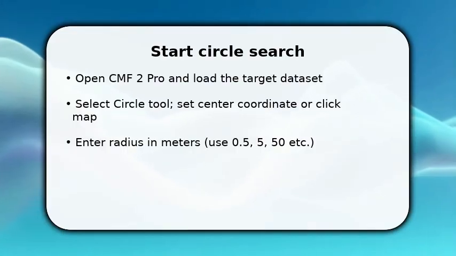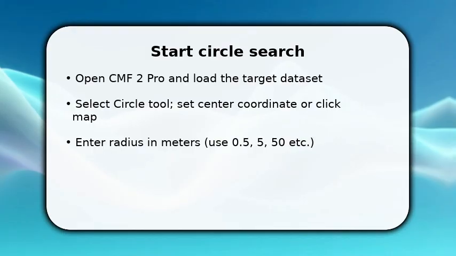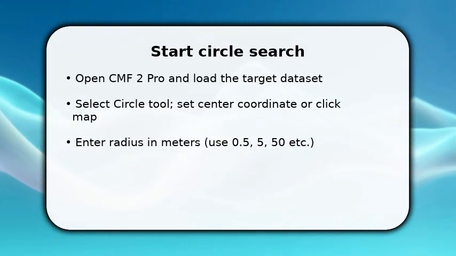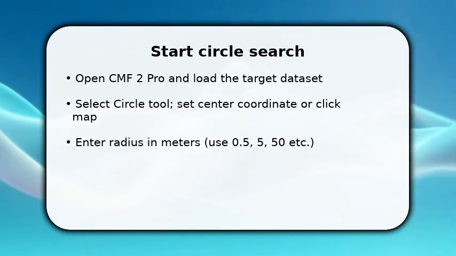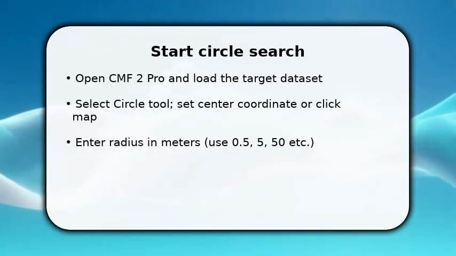You begin by loading the dataset you'll search. Open CMF2 Pro and pick the map layer that contains your targets. Next, select the Circle Search tool and either click the map to set the center or type precise coordinates. Once done, enter the radius in meters and choose whether it's an inner or buffer-only search.